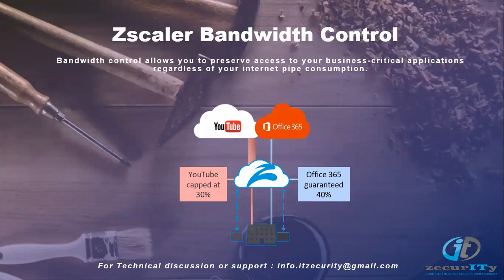Zscaler bandwidth control allows you to preserve access to your business critical applications regardless of your internet pipe consumption. This enables you to do things like adding more restrictive rules around social media and streaming media. For example, allocate YouTube and cap it at 30 percent, Office 365 guaranteed 40 percent, and so on.